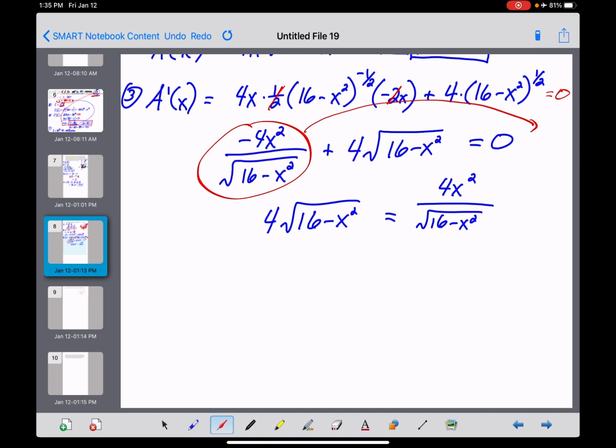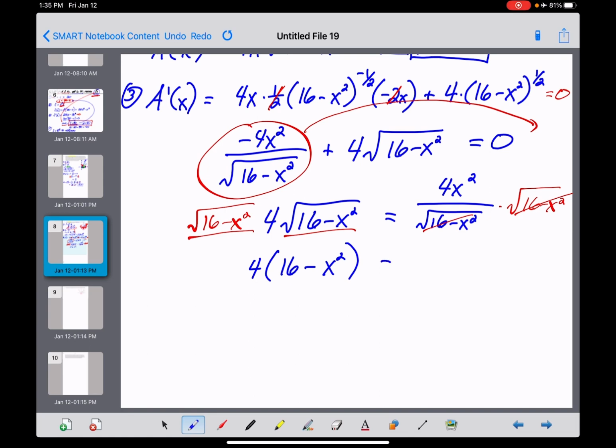Now what we're going to do is multiply both sides by the denominator of the fraction. Square root of 16 minus x squared is going to go here and here. All right, and these two on the right are going to cancel each other out. The nice thing is the two square roots we have on the left just end up giving us 16 minus x squared, no more radicals. So the 4 is still there, but now it's times the quantity, 16 minus x squared, and all of that is going to equal 4x squared. Let's distribute that 4 there to get a 64 minus 4x squared equals 4x squared.